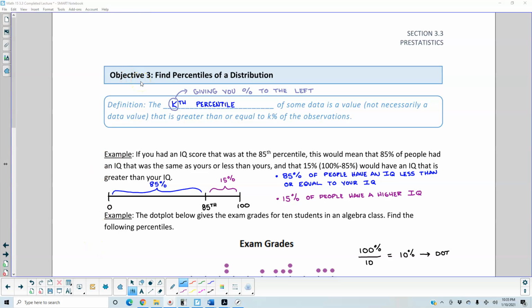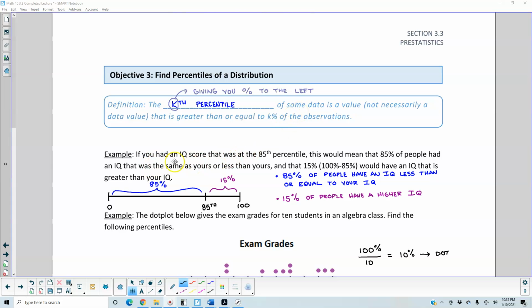Objective 3. Find percentiles of a distribution. Definition: the kth percentile of some data is a value, not necessarily a data value, that is greater than or equal to k% of the observations. When you look at the value of k, it's giving you the percentage to the left.